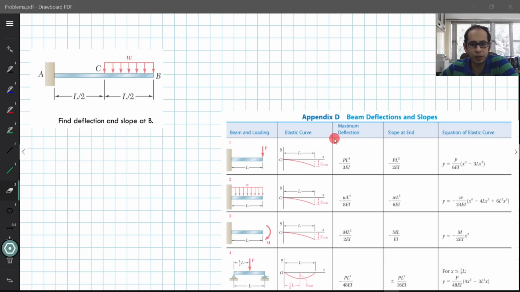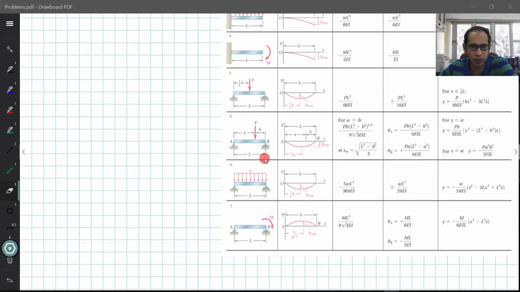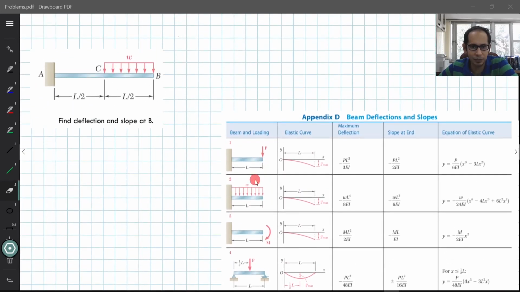And what you see here is the standard table which has, for some of the standard cases, the expressions for the deflections and the slope and the equation of the elastic curve. Now if you scroll through this list, the only places where you have the cantilever beams are these over here. If you compare with this one and this one, you actually don't have a case where you have just a part UDL.